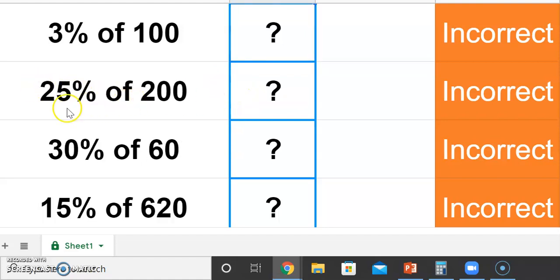25%. Here's another 25%. So you're thinking about just a quarter of that 200. So you're splitting that 200 up into 4 pieces.